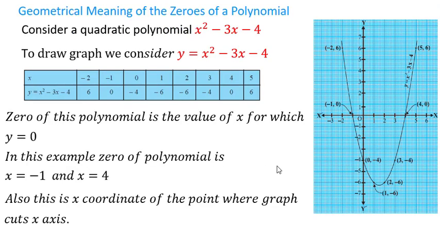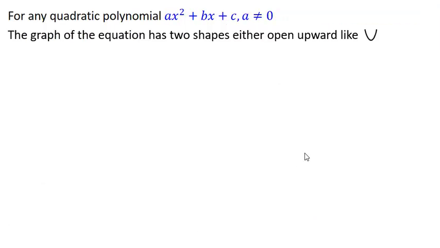So fine. Now here again there are maximum 2 points where the graph can cut the x-axis. So for a quadratic polynomial we have at the max 2 zeros. Now in case of a quadratic polynomial we can have 6 different ways of drawing the graph. So the graph of the equation has, first of all, 2 shapes.